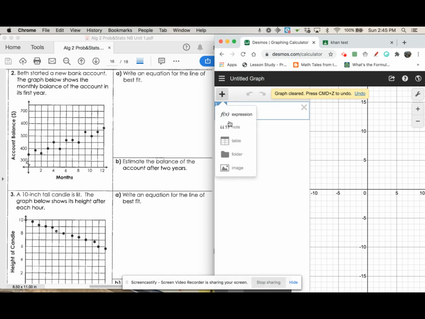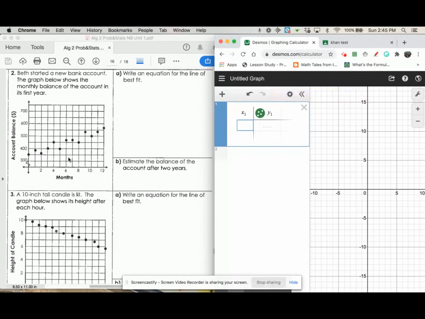We are going to create a new table of values, and we're going to look at this graph here with months and a bank account balance. The months count by 1. It looks like 0, 1, 2, 3, 4. The amount starts here at 300, and it counts, looks like 50s: 350, 400, 450, 500. So let's see if we can get these values in here.